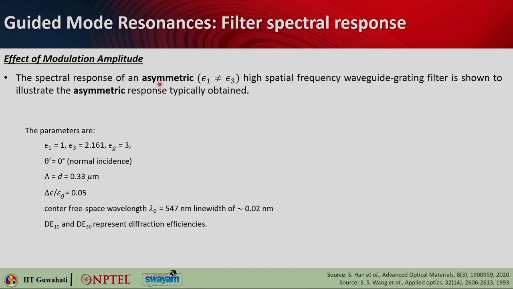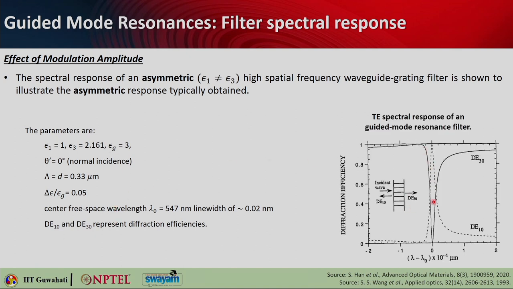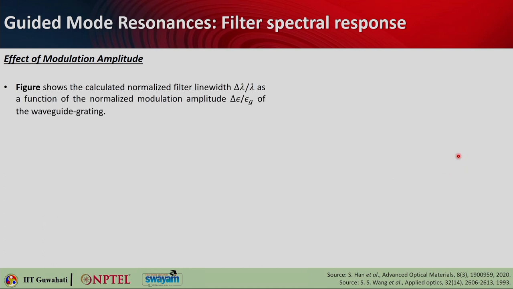If you look into an asymmetrical filter, where epsilon 1 is not equal to epsilon 3, and these are the parameters, then surely your spectral response is not symmetrical, and you do not have a perfect null on both sides.